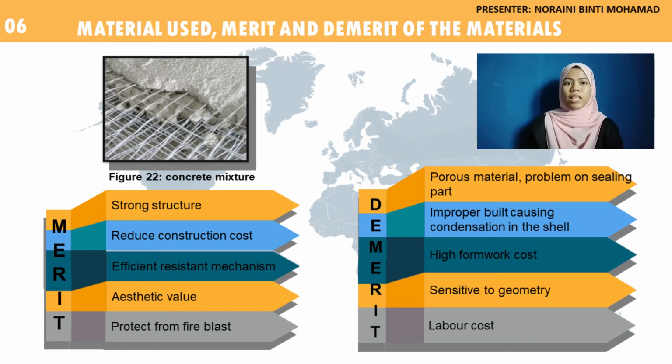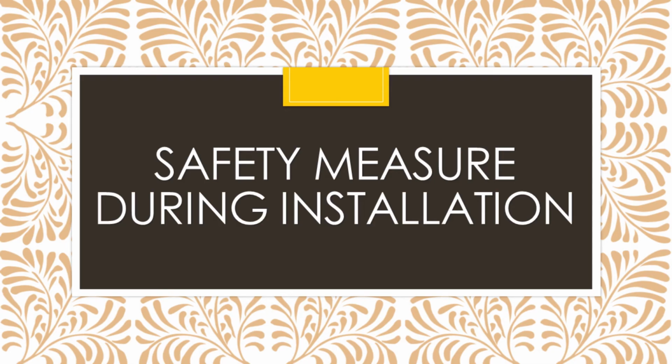Opposite of the merits, concrete itself is a porous material and usually causes problems on the ceiling part. Improper building can cause air to be trapped inside the building and prevent the air from escaping, thus leading to condensation inside the shell. Reinforced concrete shell structure has a high formwork cost because of its complex design. Thin concrete shell can be sensitive to even small geometry changes. Therefore, a small error in thickness can cause significant effects in terms of stiffness and stability. Last but not least, a high level of skill is needed by the labor to construct the shell roof, so automatically it will affect the labor cost. The labor cost is more than the construction cost.